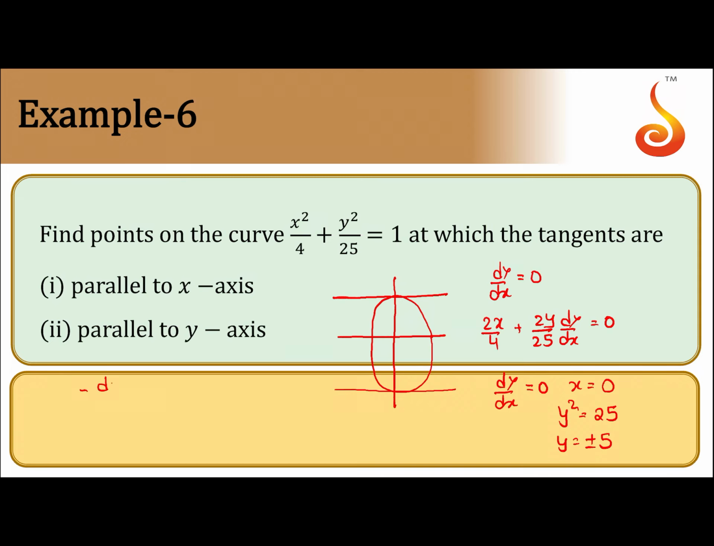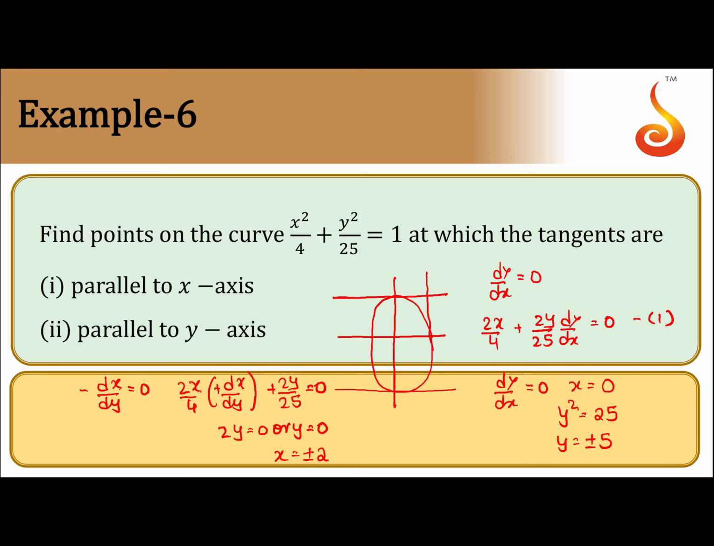Now parallel to the y-axis means minus dx/dy must be 0. Now in the same case, equation 1, we can write 2x/4 into minus dx/dy, or plus dx/dy you write it, plus 2y/25 is equal to 0. Now dx/dy equal to 0 means what? 2y is equal to 0, or y equal to 0. If we put y equal to 0 in the curve, we get x equal to plus minus 2.